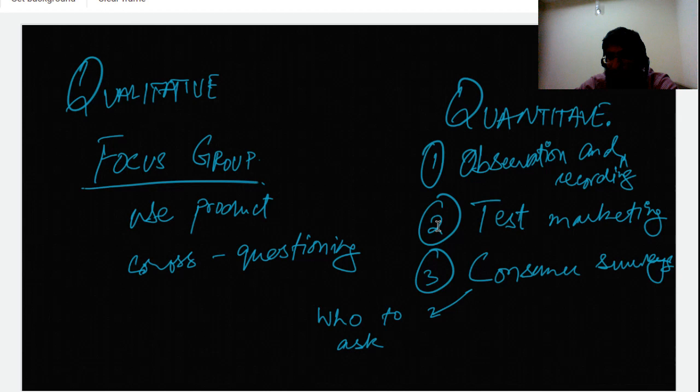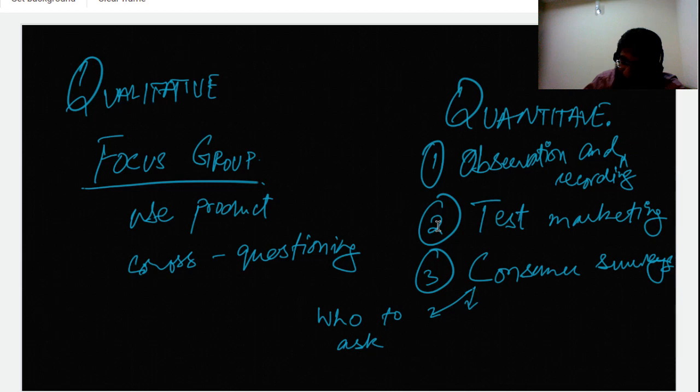Somebody who had been using my products and still sings praises for my product might not be the right person to ask why my sales are declining. He might have some idea, but he is not the ideal person to ask. The second thing to be mindful of in these consumer surveys is what to ask.